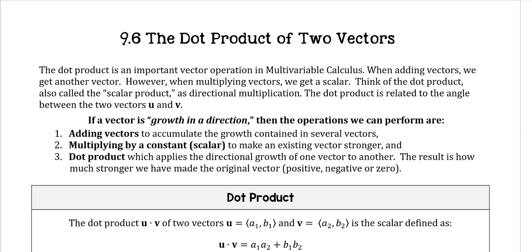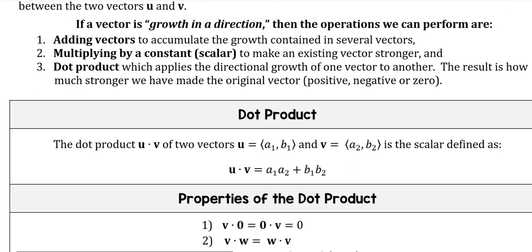So if a vector is growth in a direction, then the operations we can perform are adding, multiplying by a constant or a scalar, and the dot product. And that'll give us the original vector plus, it's much stronger now because we've multiplied it.